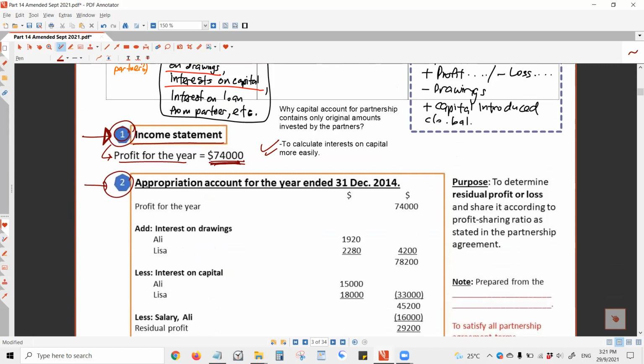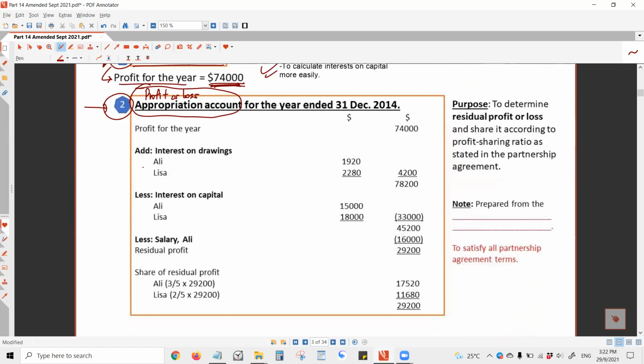Second step, appropriation account. Sometimes you may see questions describing it as profit or loss appropriation account. It's the same thing, just a different name. And how do we do this? And why do you need to do this? Later I'll tell you why you have to do this. Let me tell you how to do it first.